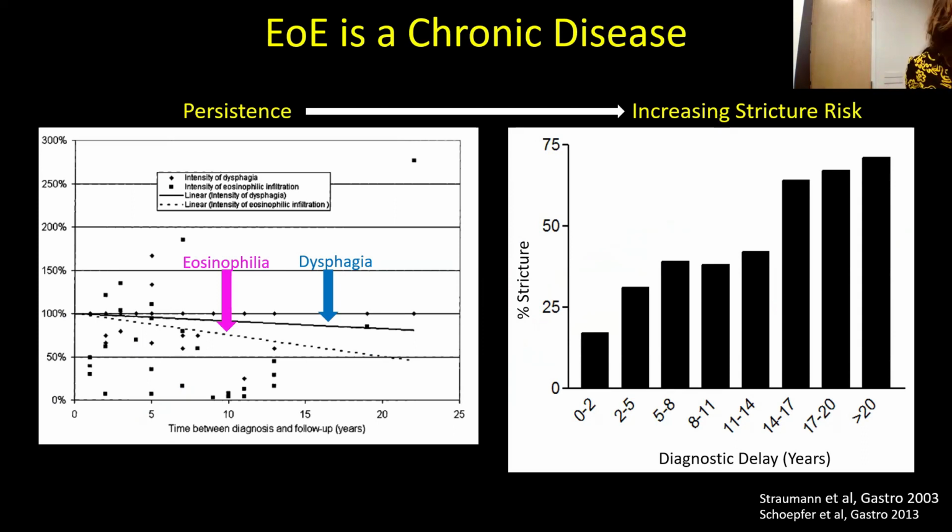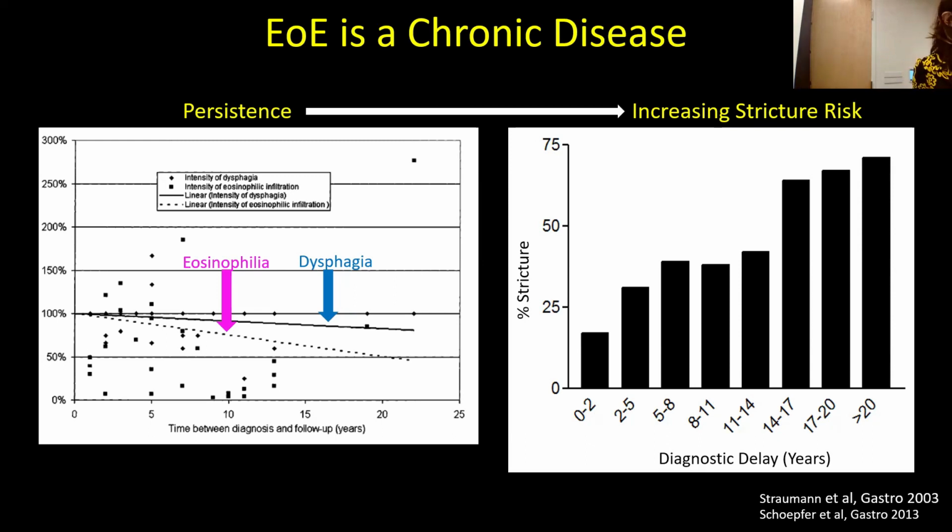So EOE is a chronic disease. This does not seem to be something that you outgrow, even if you're a child, from what we understand today. I'd say nothing is 100%, but that's what it seems like right now. So this is a study on the left-hand side that was done by Alex Stroman a long time ago in 2003. These are adults that were followed for 7 years, and they had no intervention at all.